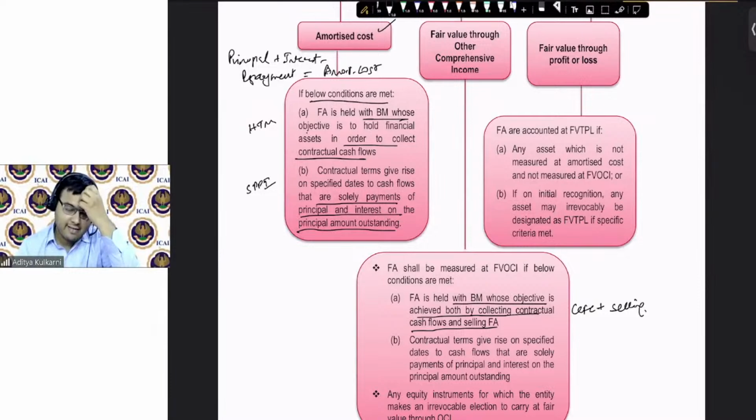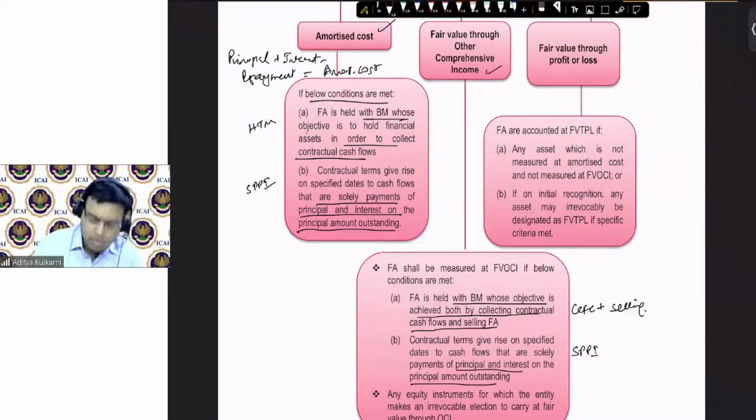It was active as an investor, and therefore they were doing the accounting. Their business model was collecting cash flows plus selling financial assets. And finally, contractual terms give rise to cash flows that are solely in the nature of principal and interest. So here also SPPI needs to be met. So if that is the case, don't look at the last part. Last part I'm going to come to just now.